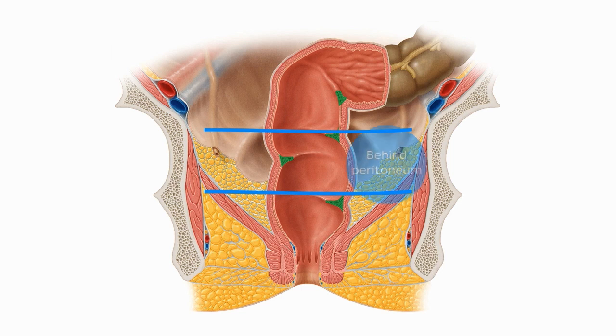Between the superior line and the inferior line, we have the middle part of the rectum, which, as we mentioned before, is behind the peritoneum. So in the middle third, only the anterior surface of the rectum is covered by the peritoneum. Finally, the lower third of the rectum lies extraperitoneally above the pelvic diaphragm and is not in contact with the peritoneum at all.